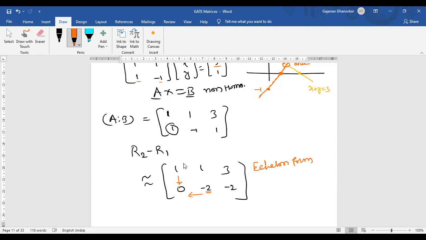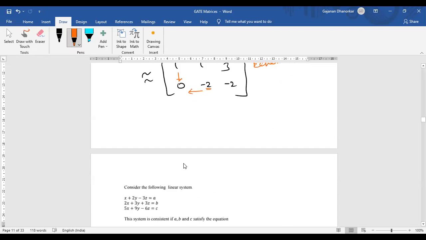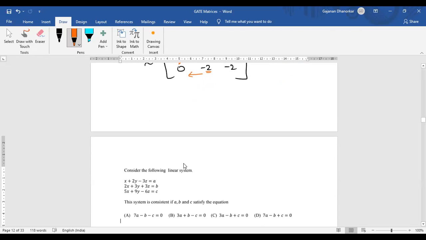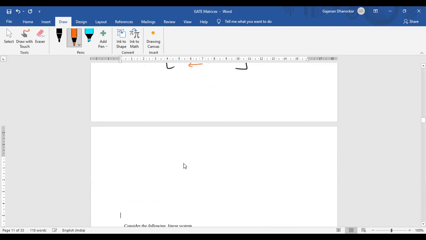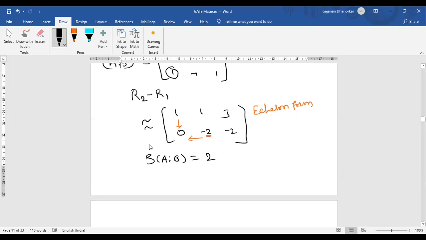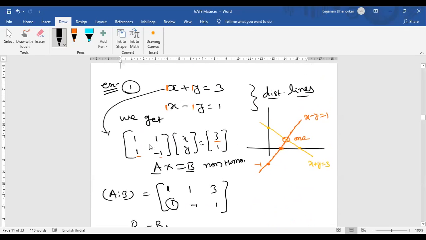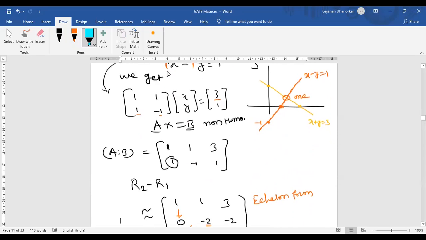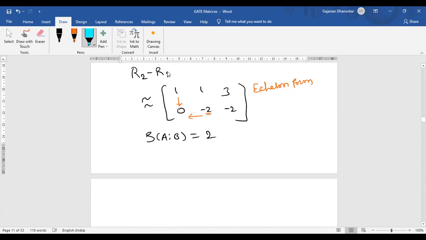Now if this is echelon form, what is the rank of this matrix? The number of non-zero rows. How many non-zero rows? 2. Therefore the rank of this augmented matrix AB is 2. How many unknowns are here? x and y. Okay, the number of unknowns is 2, and the rank of this matrix is 2.